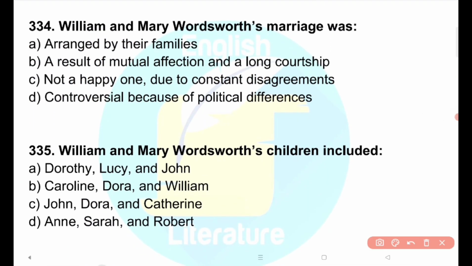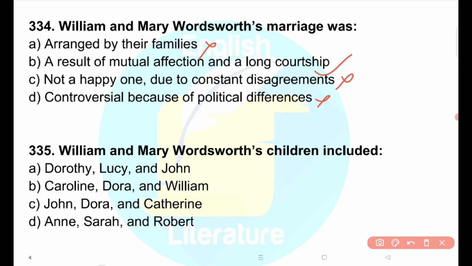William and Mary Wordsworth's marriage was arranged by their families. No, their marriage was not arranged. They chose each other. Option C, not a happy one due to constant disagreements. No, their marriage was strong and loving. Option D, controversial because of political differences. No, Mary shared Wordsworth's beliefs and supported his work. So option D is the correct answer: a result of mutual affection and a long courtship. They had known each other since childhood and maintained a lifelong bond.